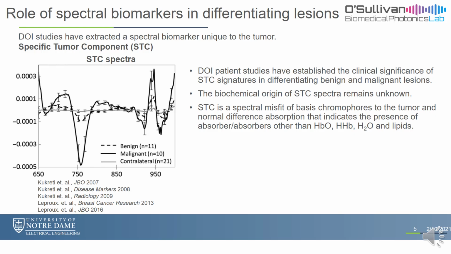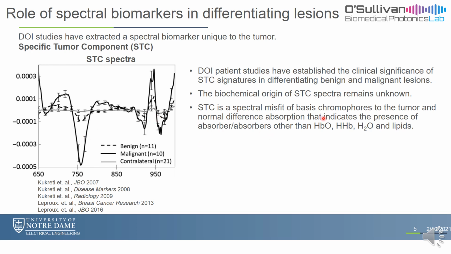Some DOI studies have also extracted a spectral biomarker that is unique to the tumor, and these spectral biomarkers are known as specific tumor components or STC spectra. Here is one such published result where you're looking at the STC spectra plotted out for 11 benign and 10 malignant lesions. And as you can see from the plot itself, there's a lot of contrast between the spectra for benign and malignant lesions. So these DOI studies have established clinical significance of these interesting signatures in differentiating between these two lesion categories. However, the biochemical origin of the spectra remains unknown.